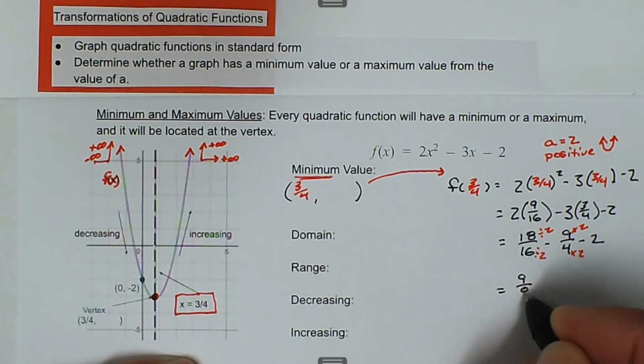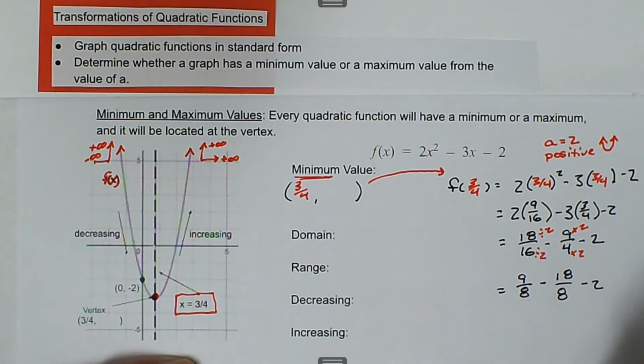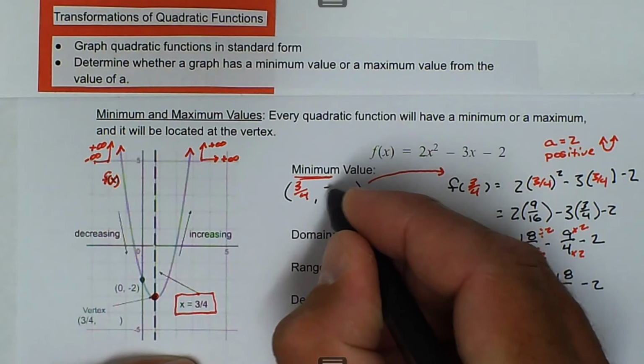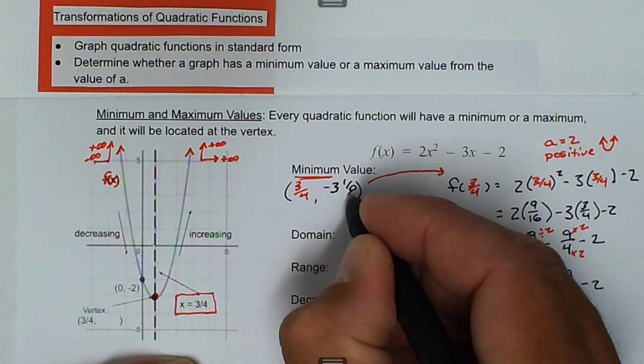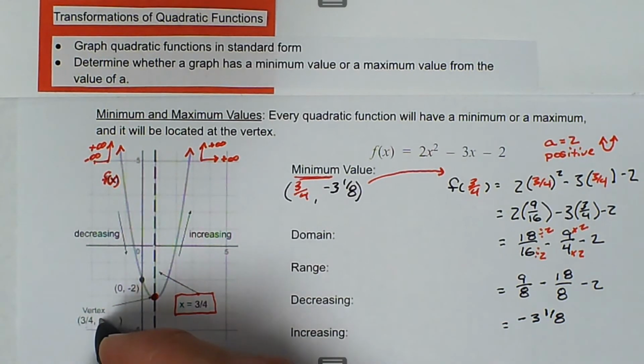So we get 9 over 8 minus 18 over 8 minus 2. And so we end up with negative 3 and 1/8. So that ends up being our y coordinate. So our vertex here is 3/4 and negative 3 and 1/8.